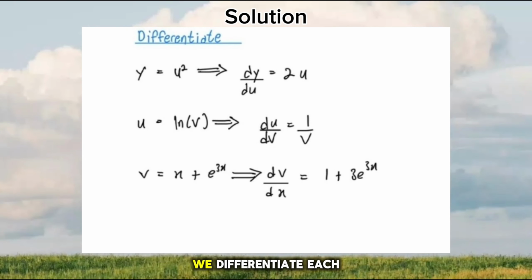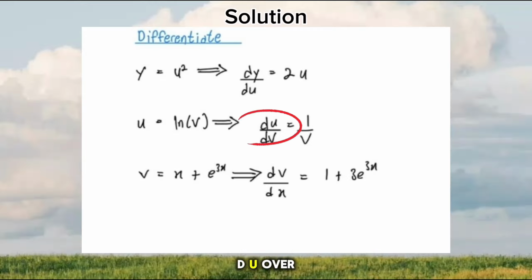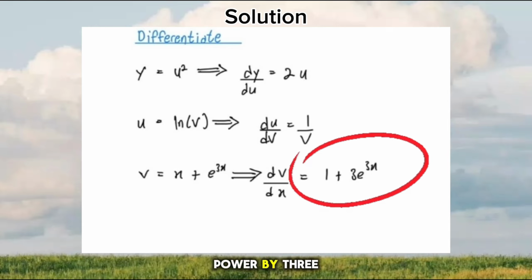For the next step, we differentiate each layer independently. First, the outer layer: dy over du equals 2u. The middle layer: du over dv equals 1 over v. And for the last one, dv over dx equals 1 plus 3e^(3x).